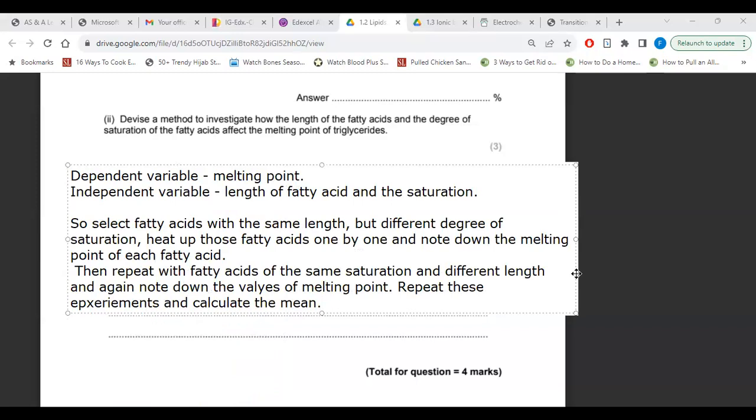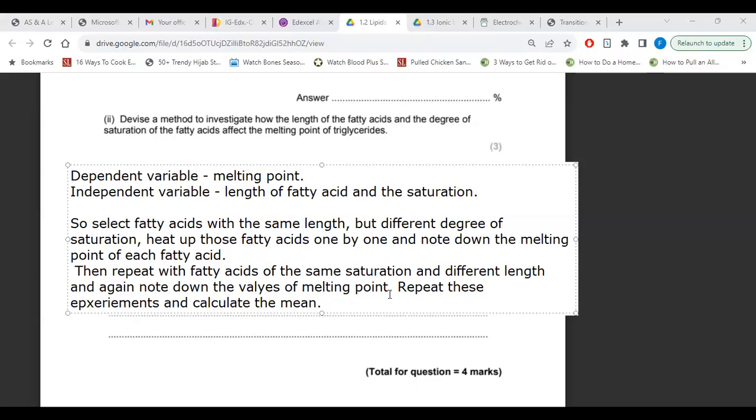Right? This is the kind of answer you can give in a paper 1 question. It's 3 marks, do not need to provide any detail. A basic method that I will keep the length same, but use different degree of saturations and note down the melting point for each one. Repeat it with same saturation but different lengths and calculate mean for both values. And once I have the data for both length and saturation, I can easily see what is the effect on the melting point, right? This is sort of a basic answer you can give in your paper 1.